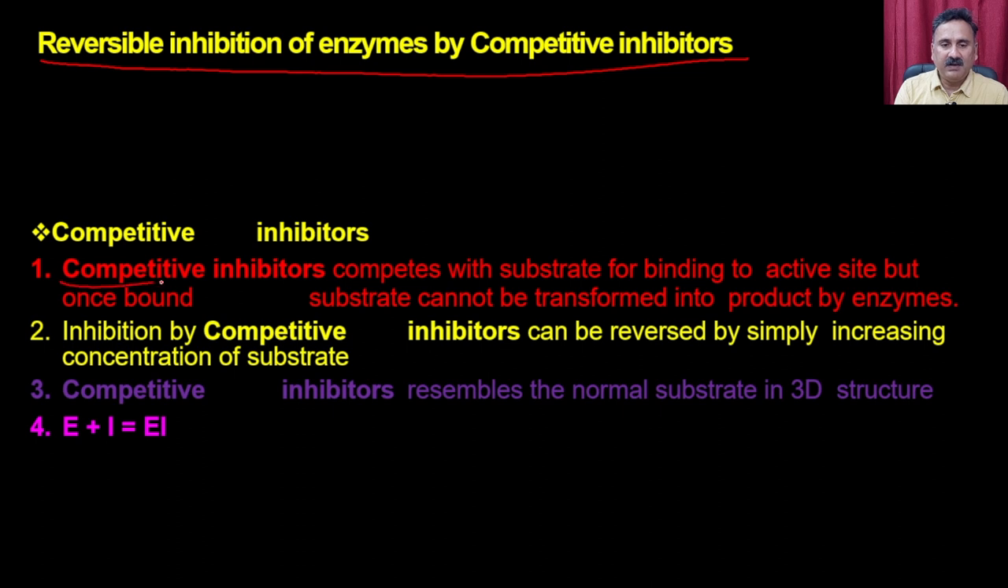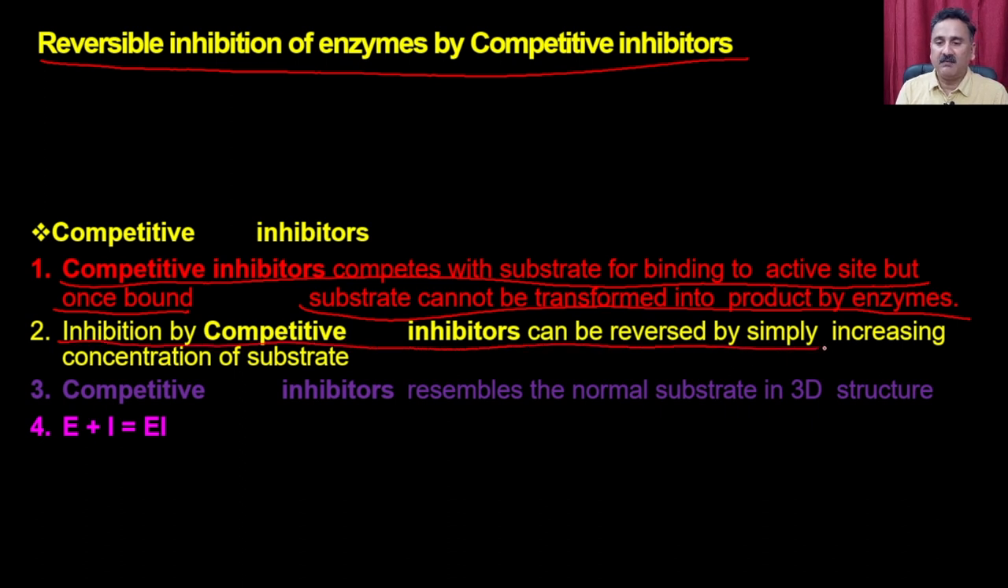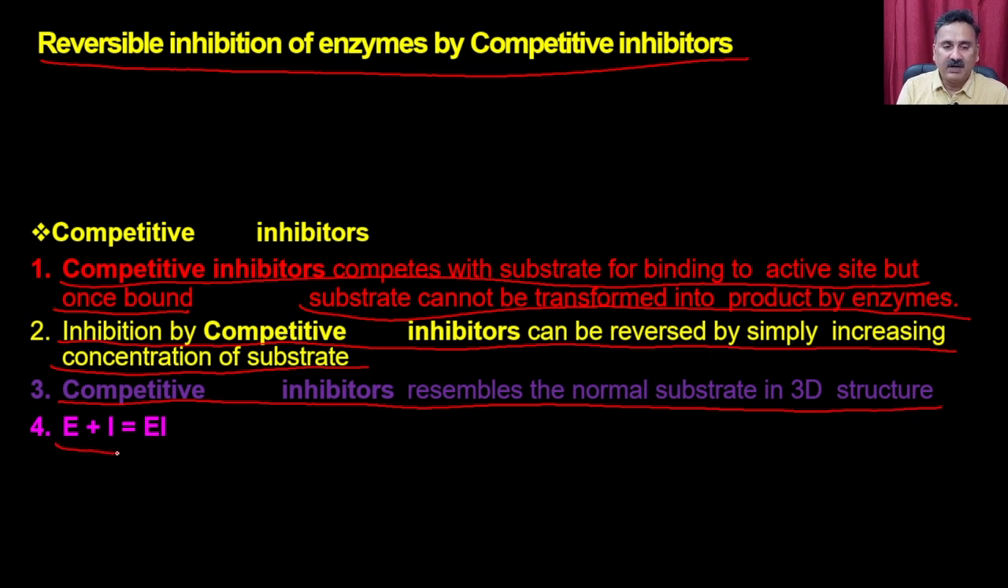Competitive inhibitors compete with the substrate for binding to the active site. But once they are bound, the substrate cannot be transformed into the product by the enzyme. Inhibition by the competitive inhibitor can be reversed by simply increasing the concentration of the substrate. A competitive inhibitor resembles the normal substrate in the 3D structure. And competitive inhibitors make a complex with the enzyme, and that's how they form the enzyme inhibitor complex.